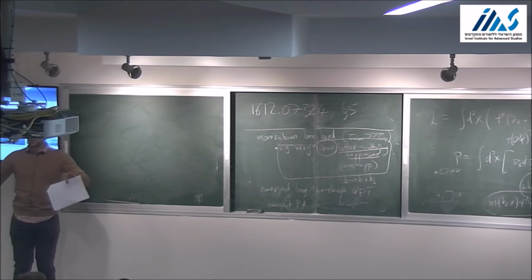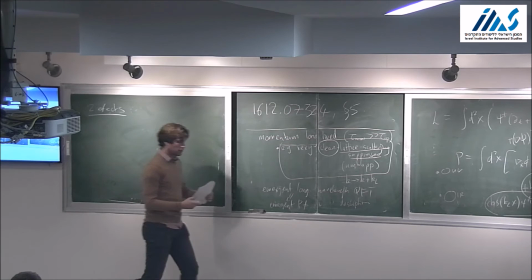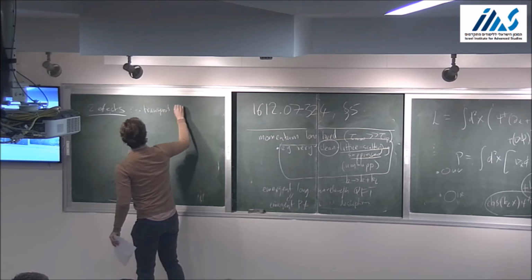So there are two effects. Well, there are probably many effects, but there are two important classes of effects. One is that once momentum is conserved, it can also be transported around, like charge and heat. And in particular, transport of momentum is related to viscosity.